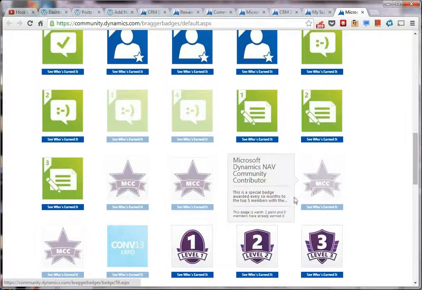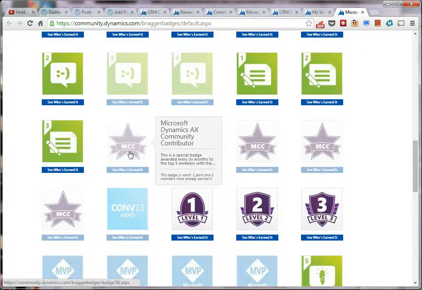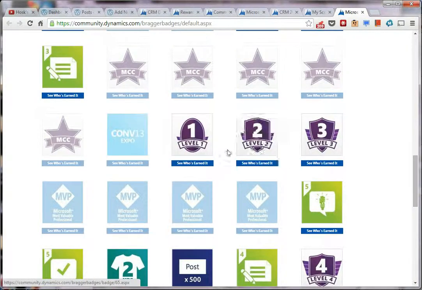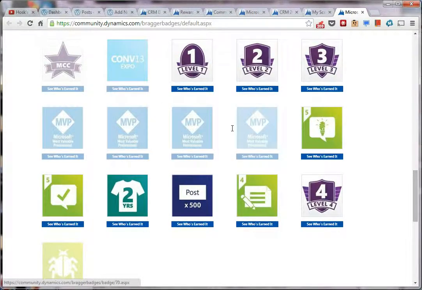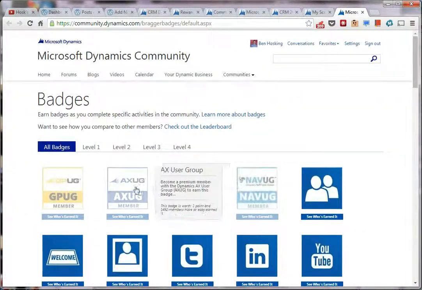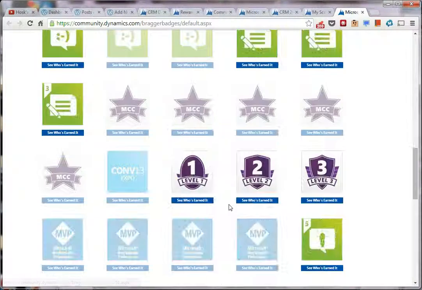And then these are the special ones. An MCC is a badge given every 6 months, from January to June. They log who's answered the most forum questions, and the top 5 get an MCC badge. There are badges for some events. I haven't got a Com14 yet, and there are these level badges, which I'll explain in a minute. And you've got MVP badges, which obviously take quite a lot to get. And a bug basher. So here you can see all the badges.